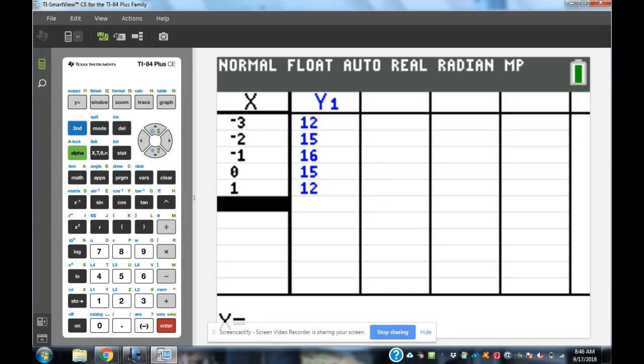Okay. Look. Turns out I get to check a couple of my points that I found when I was working. My vertex at -1, 16. I got that right. I had a y-intercept at where? 0, 15, right? 0, 15. Hey, that's the right point. So I've got a couple of points that I could check there. If I wanted to check my x-intercepts, what x values would I type in?